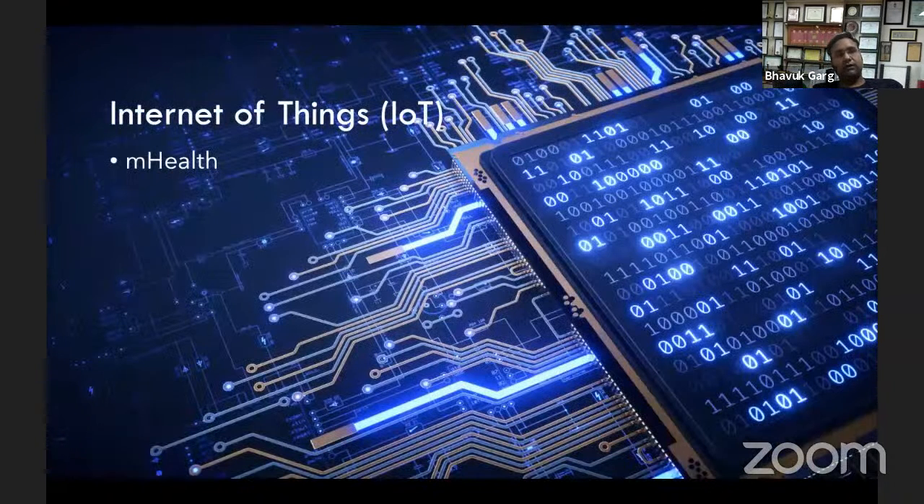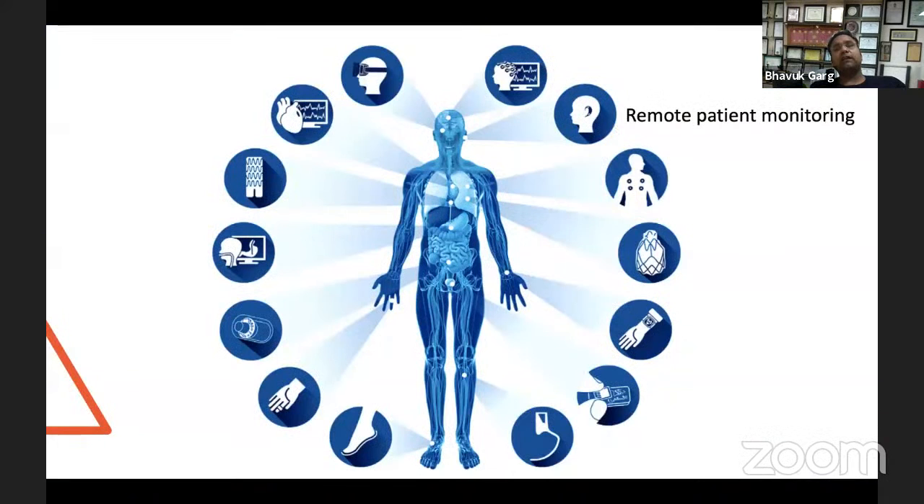Another thing is called the Internet of Things. All of us wear things like the iPad and wearable watches, which are based upon the internet. If we can incorporate these things into healthcare, this is known as the Internet of Things, and what we also call mobile health.